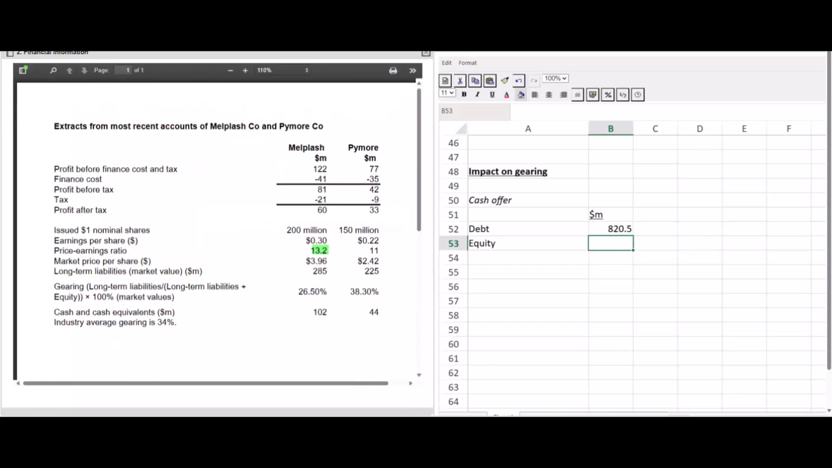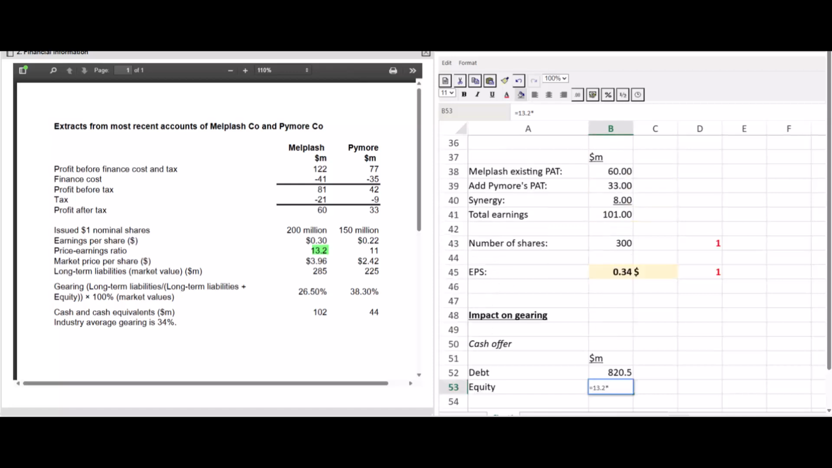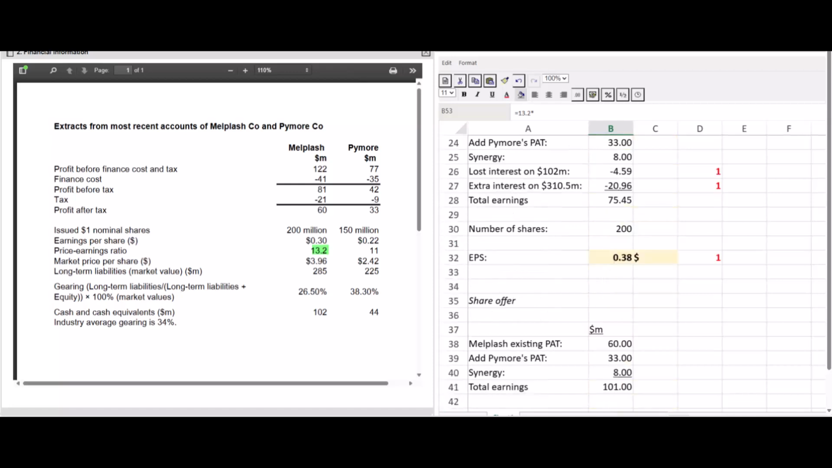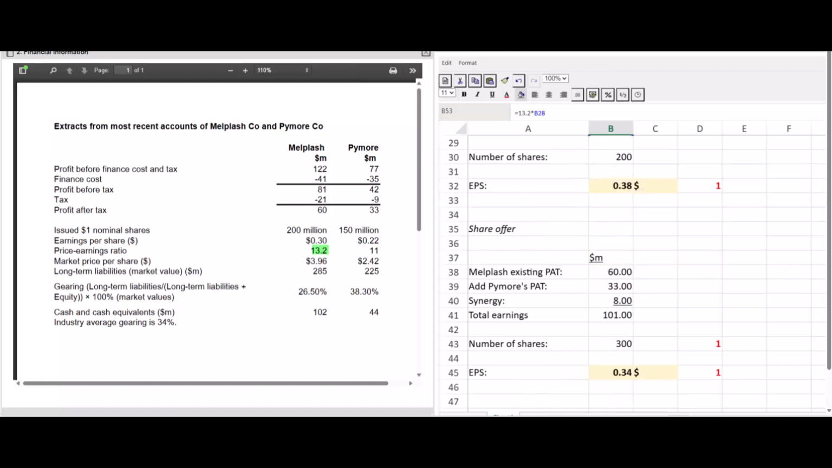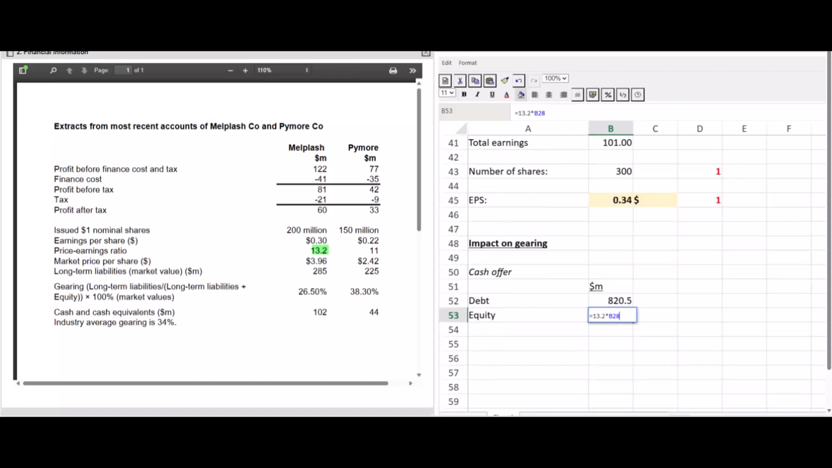So the PE ratio is 13.2. I've just highlighted that in green. It says that it's going to be continuing at that level. So I'm going to do 13.2, and then what we can do is multiply it by their earnings. Now, do you remember the earnings from the cash offer? We worked out up here, didn't we? 75.45. So we're going to take those earnings and multiply those by our PE ratio, and that'll give us the value of their equity, which comes out as that number. And again, we can just do those to 2 decimal places. Great stuff.